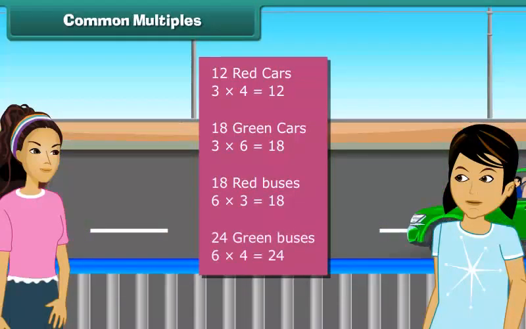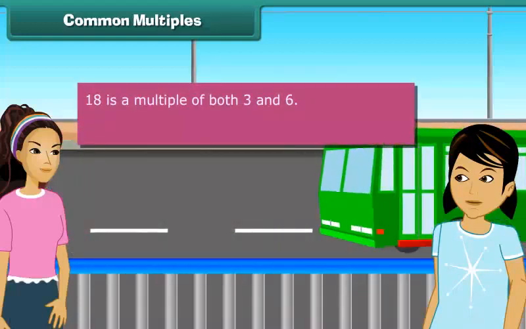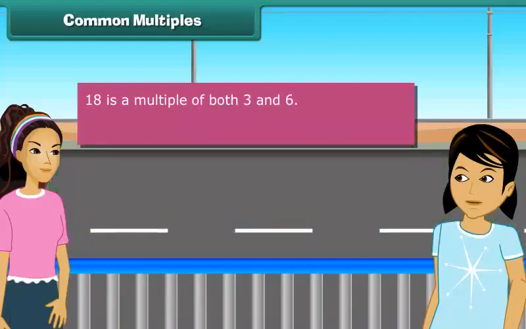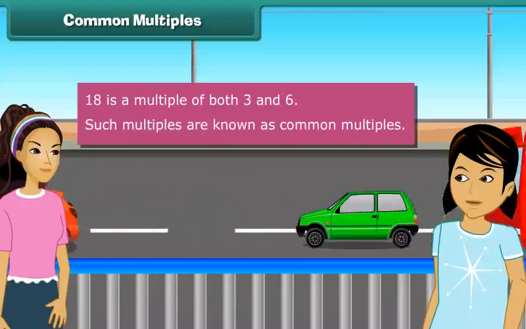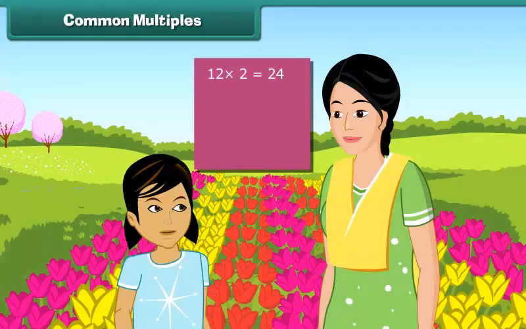Rima observes 12 red cars and 18 green cars. She expresses them as 3 multiplied by 4 is equal to 12, 3 multiplied by 6 is equal to 18. Prerna observes 18 red buses and 24 green buses. She expresses them as 6 multiplied by 3 is equal to 18, 6 multiplied by 4 is equal to 24. 18 is a multiple of both 3 and 6. Such multiples are known as common multiples.